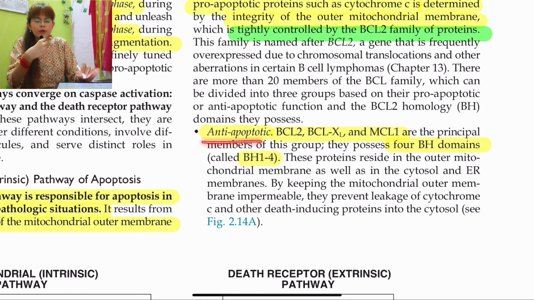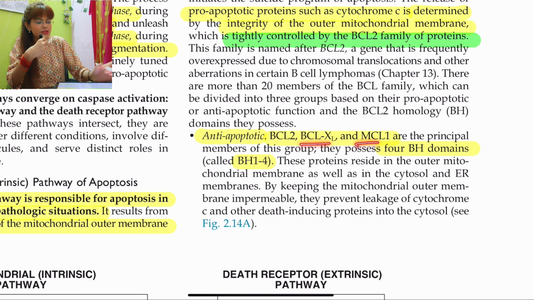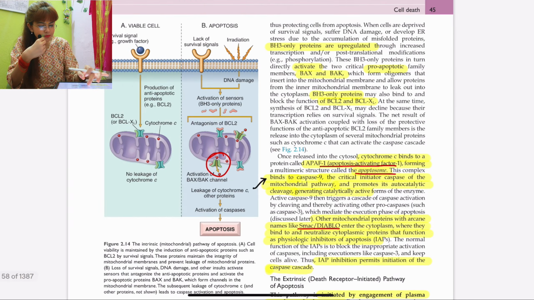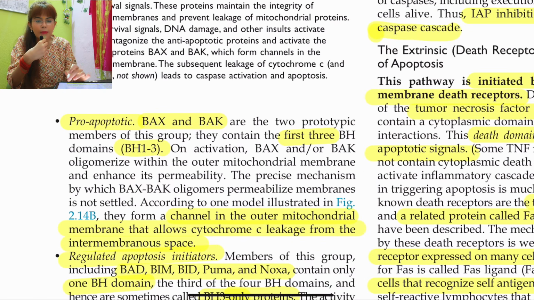Now, anti-apoptotic proteins examples are BCL2, BCLX, MCL1. These three are very important anti-apoptotic proteins. They have 4 BH domains. Again, an important question. And which are the pro-apoptotic ones? They are BAX and BAK, and they have 3 domains. This is again an important question.